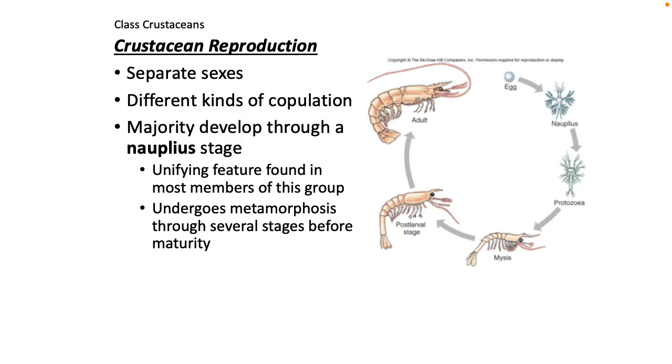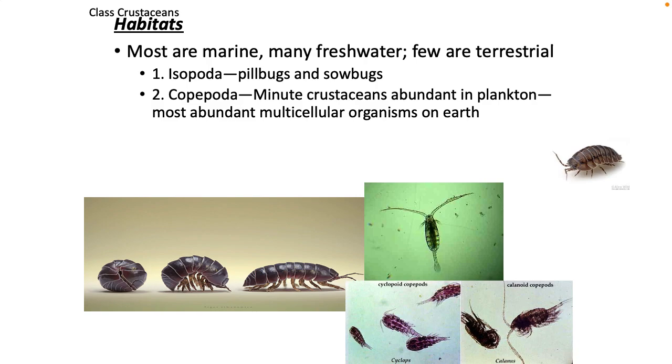Now, whenever you see development where the body plans are completely different from one stage to the next, we call that metamorphosis. So these guys go through multiple stages of metamorphosis, kind of like your butterflies. Habitats: most are marine, many freshwater, few are terrestrial. I think the isopoda, pill bugs and sow bugs, are the ones that usually make up the terrestrial ones. Copepoda, very small, minute. Crustaceans are abundant in plankton. So right here, copepoda. And probably considered the most abundant multicellular organism on Earth.